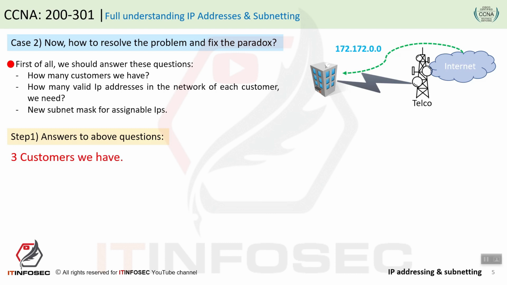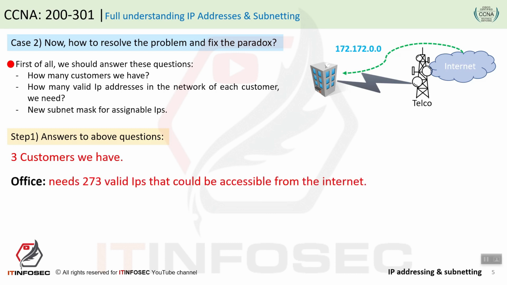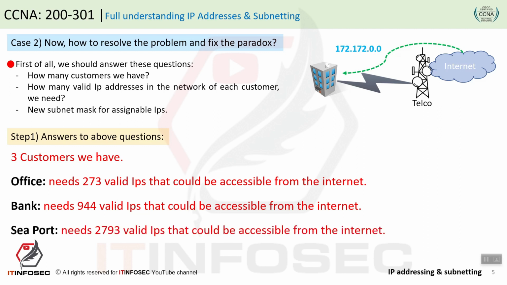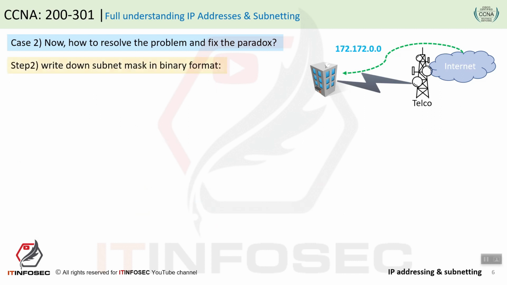We talked about this one also. Office needs 273 valid IPs. Bank needs 944 valid IP addresses, and Seaport needs 2,793 valid IPs. Also, we talked about the key important item for calculating the subnet mask: write down the subnet mask in binary format.